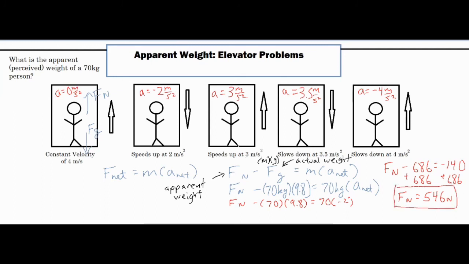Okay, all of the rest of the problems would be pretty similar, except you would just have a different net acceleration value. So if you're working on this problem, you'd place the negative 4 there. For this one, you'd put the 3.5 there, and then so on.